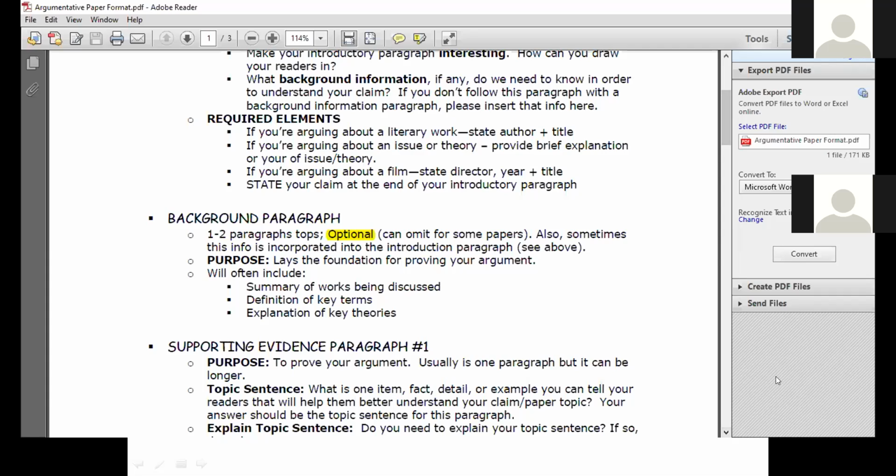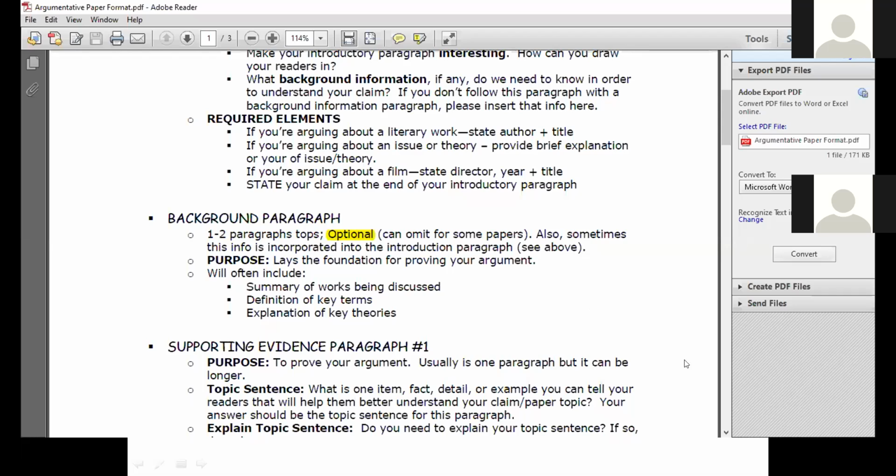Okay. And what is the purpose of background? That means it lays the foundation for proving your argument. So it creates the foundation on which the readers can understand. Okay, so what should be the content of background? It should include a summary of the work that is being discussed, definition of key terms, and explanation of key theories.